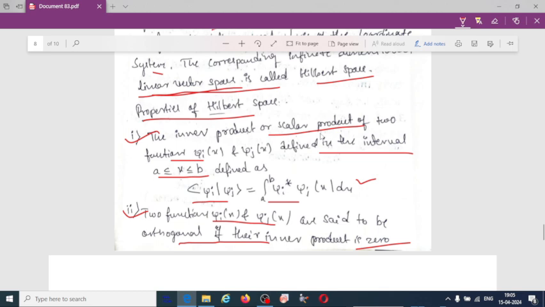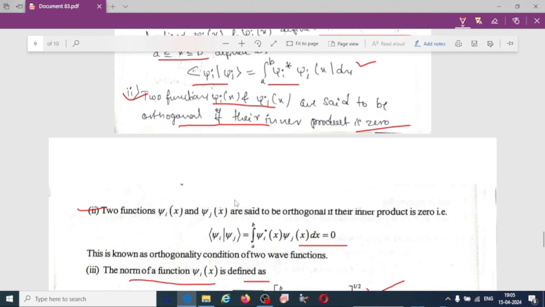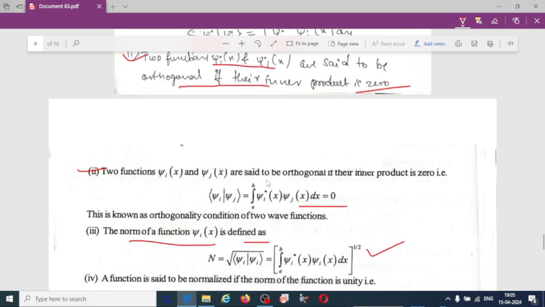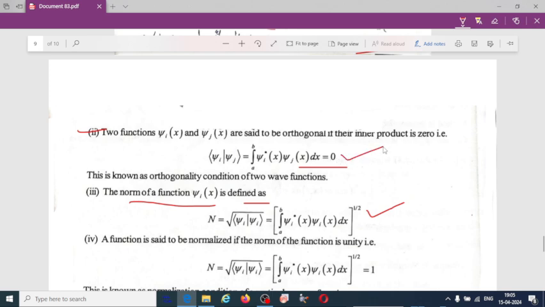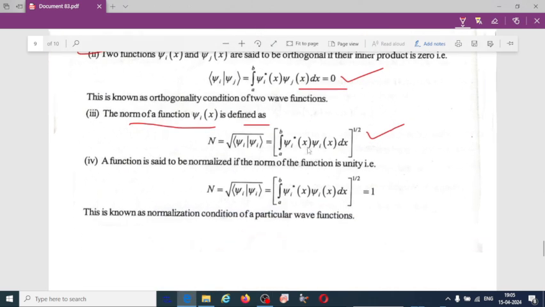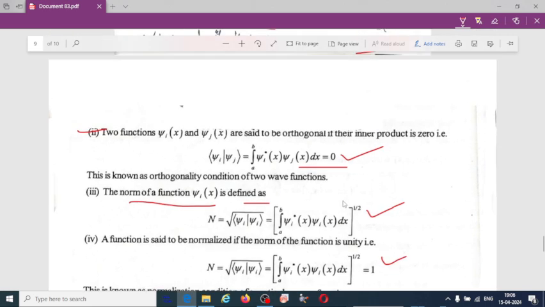So these are the properties of Hilbert space. First, the inner product is the integral of psi star into psi, and for two functions the inner product must be 0, that is the orthogonality condition. And the norm of the function is given by n is equal to root of the expectation value of psi i, and the function is said to be normalized if its value is equal to 1.